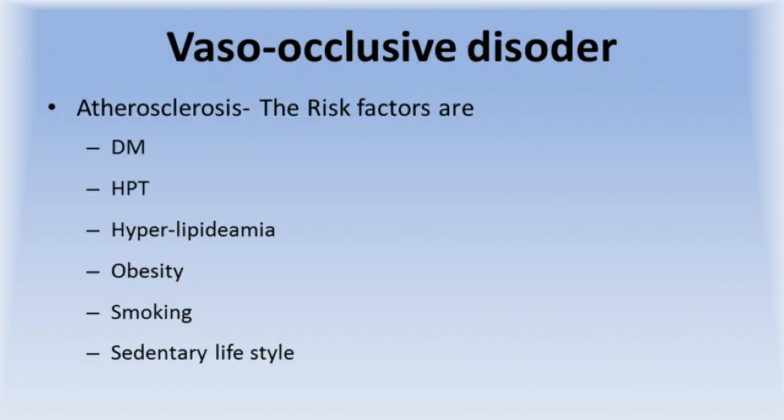So he gives a history of limited walking distance as well, but now it has become very severe where he can't even walk a few steps. So he is a patient with diabetes mellitus. He is a patient who is suffering from hypertension, diabetes mellitus, and he has been a smoker, right? And he is an elderly patient as well. So all these things will suggest that he has got atherosclerosis.